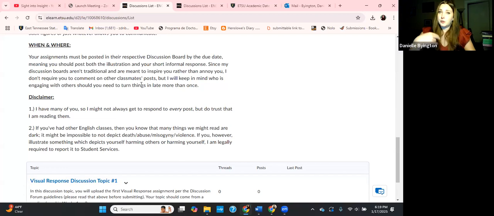If you illustrate yourself, like some people, sometimes I've had students do a self portrait of themselves reading the thing. I don't know if that sounds weird to you, but I actually get that a lot. That's fine. But don't depict yourself harming other people or harming yourself. If you do, I am legally required to report you to student services. If you are having thoughts and feelings of that nature, you are welcome to reach out to me and I can guide you in the right direction to counseling services that they provide for students. All right. But we can't do that in this assignment.